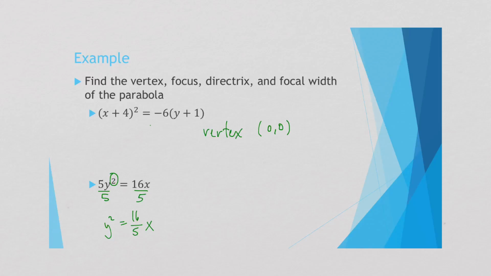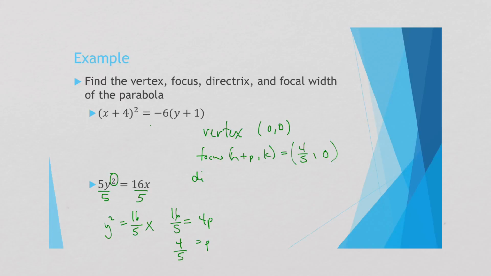Okay, our next order of business, we need to find P in order to find the focus and the directrix. So 16 over 5 equals 4p. P equals, so P is 4 over 5. So now I know my P. I find that the focus in this case is H plus P comma K. So I'm going to have 4/5 comma 0 as my focus.